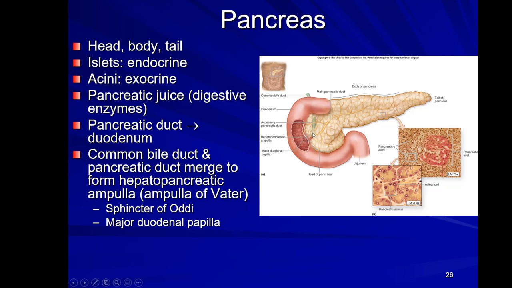And so when they merge together, so the common bile duct and the pancreatic duct, you're going to get this expanded region called the ampulla. This is called the ampulla of Vater. So ampulla of Vater right here. I know they call it hepatopancreatic ampulla, but this classic name is the ampulla of Vater. And there's a little sphincter in there that regulates the flow coming into the duodenum, and that's called a sphincter of Oddi. And like we said, the little raised region inside the duodenum is called the major duodenal papillae.